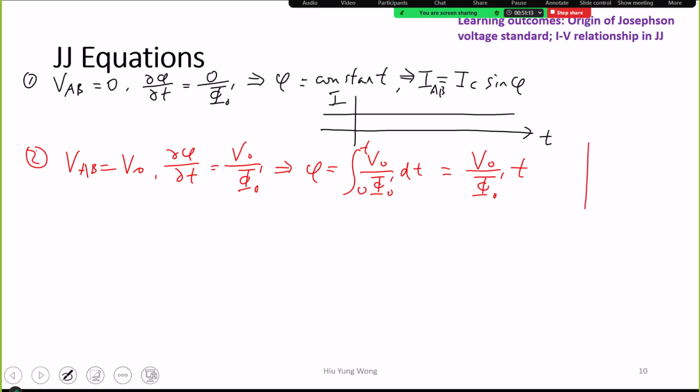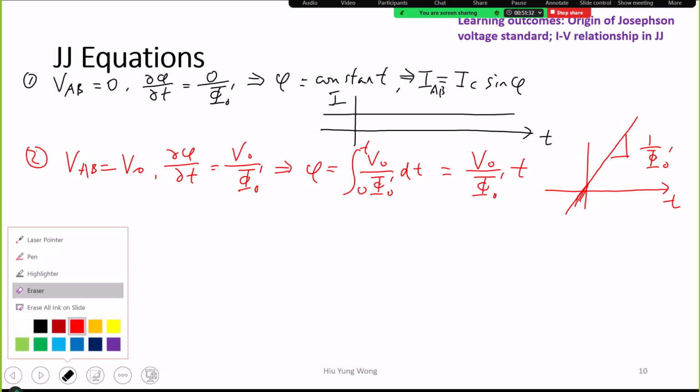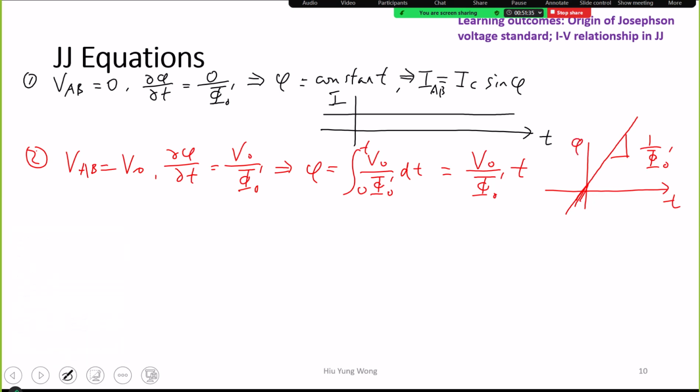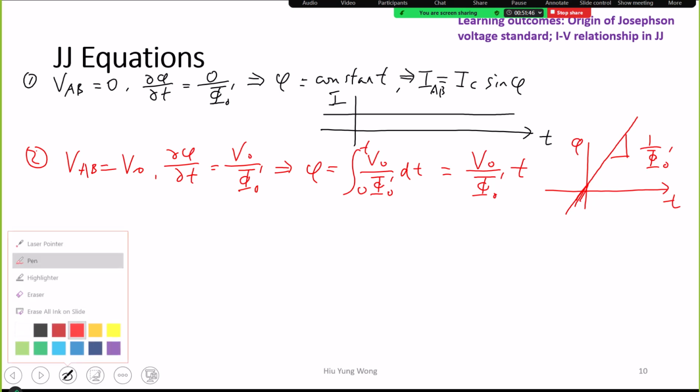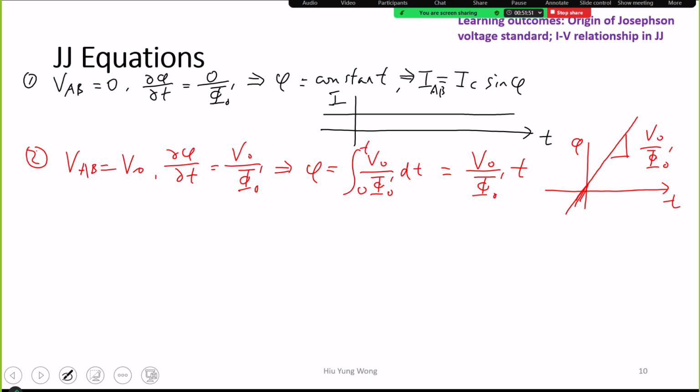So this is the plot of phi as a function of time. I'm talking about the phase. It has a slope of 1 over the reduced flux quantum. So what does it say? It says that if I apply a constant bias across the Josephson junction, the phase difference will increase linearly, and the slope is V0 divided by phi naught dash. Okay, it will linearly increase.